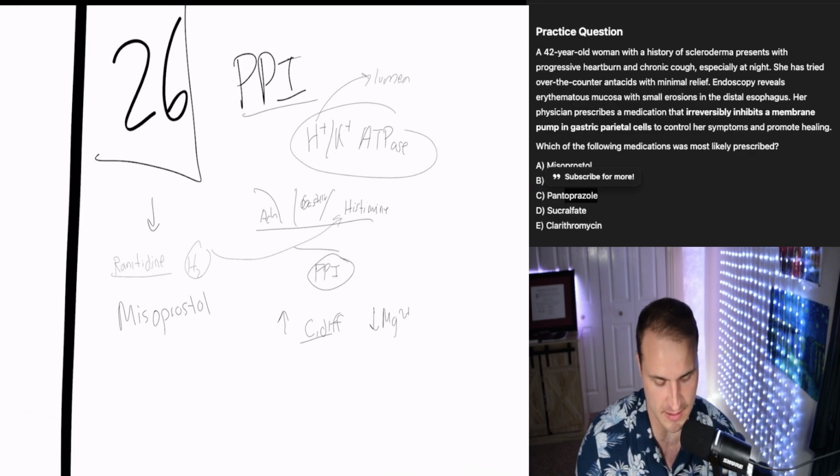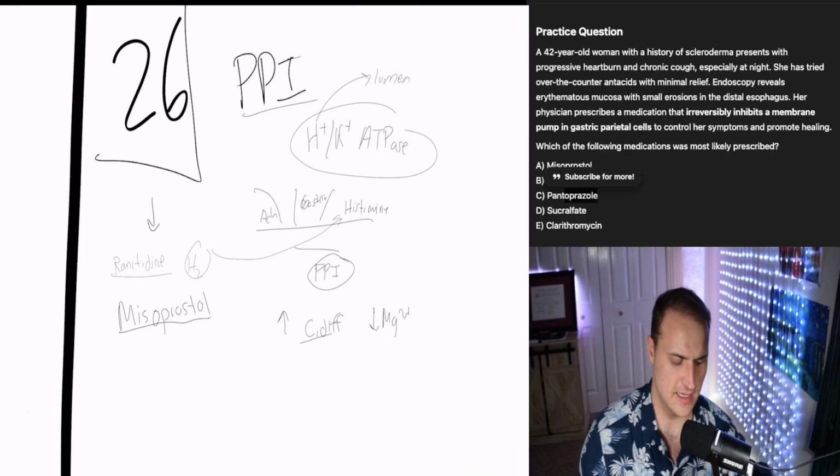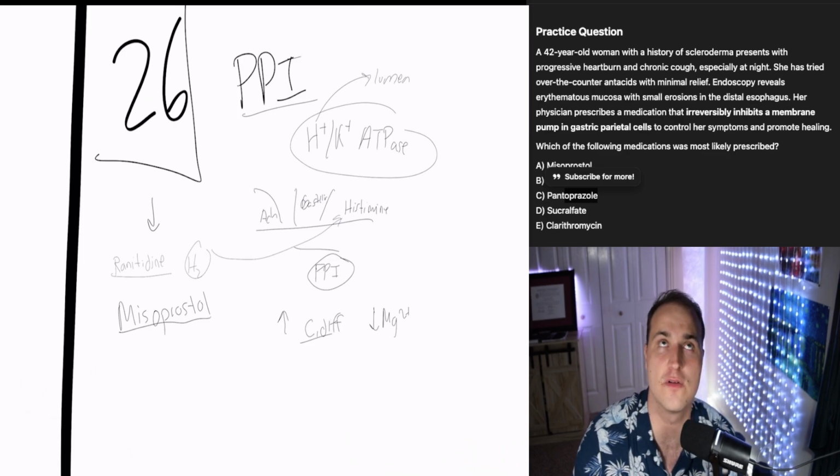It's not going to be first line for GERD, so not that. Bismuth coats the ulcers and kills H. pylori. There's no pump inhibition, so that could be an answer, but that's just coating. Sucralfate forms your protective barrier in the acidic environment.